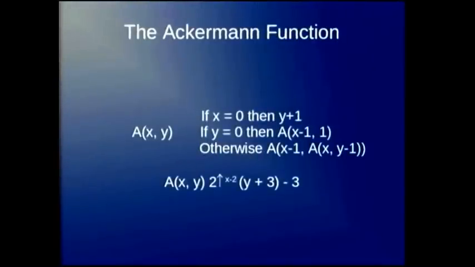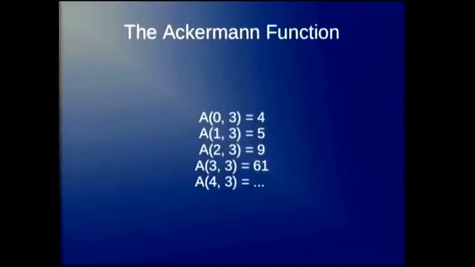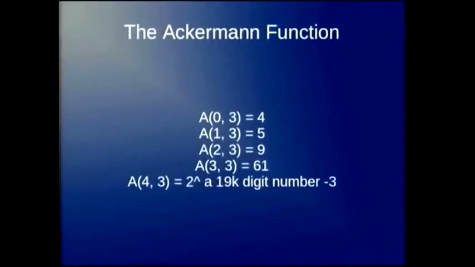The way that Ackermann proved that primitive recursion and computability were different was through the Ackermann function. The Ackermann function grows much, much faster than any other primitive recursion function. Factorials, hyperfactorials, exponentiation, this dwarfs all of those. The first digit is the one you really have to be careful of. When we start iterating through the Ackermann function, we get 4, 5, 9, 61, 2 to a 19,000 digit number minus 3.